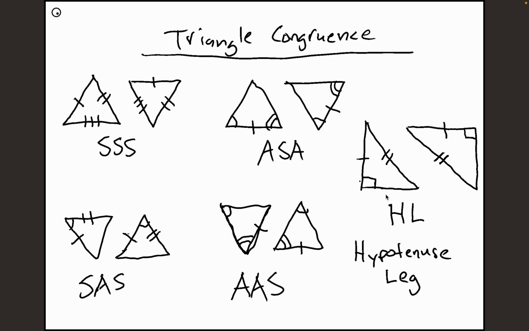This is what we're going to be working on with those proofs, where all our reasons at the end are these 5. If you think about it, when we had proofs and we had our last statement or our last reason, this would be our last reason for all of them. One of these 5. So we're going to have to prove why some angles are congruent, why some sides are congruent, to eventually get to one of these triangle congruences. Let's look at some examples.